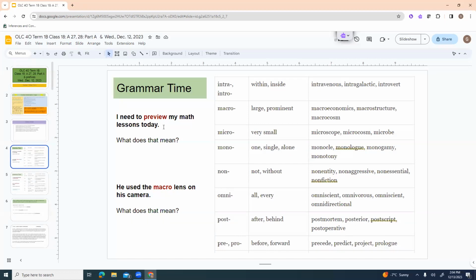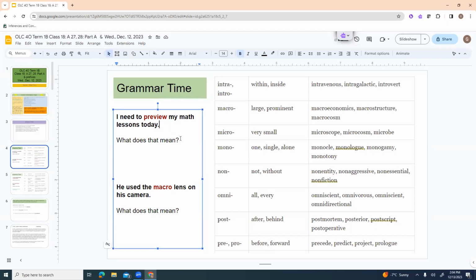So if I said I need to preview my math lessons today, what do I mean? Well, view is to look, right? And preview is like before looking. So look over before. Before I do my math lessons, I need to look over those lessons.